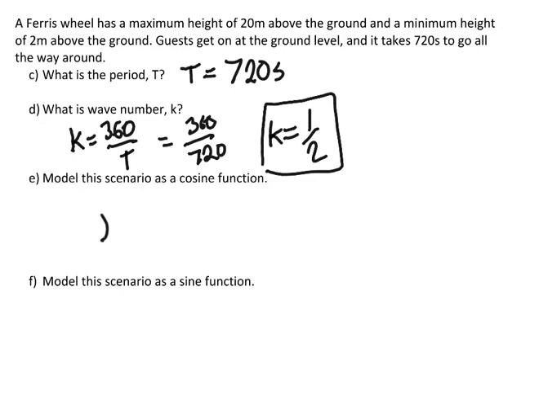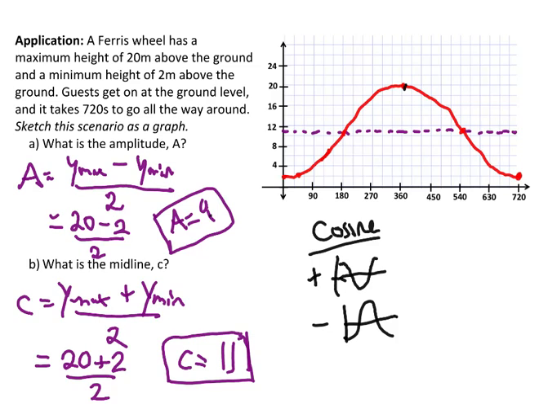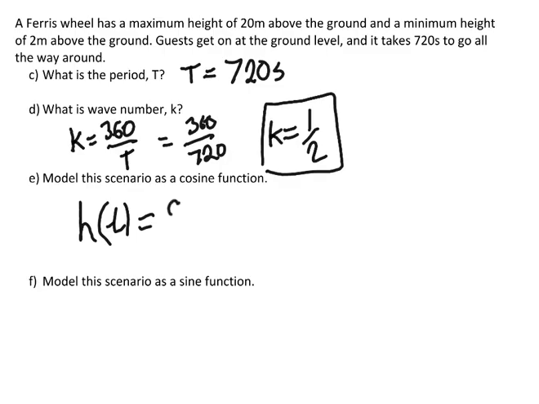Modeling it as a negative cosine, I can say, actually, we won't use f because this is not just a general function, this is a height, so I'll maybe use h. And the variable is actually time, so I'll say h of t is equal to my amplitude. So looking back here, my amplitude is 9. But it's going to be a negative cos function, so negative 9 here. Cos, my k value is a half. My variable is actually time, so I'll use a t. And then c, the midline is 11, so plus 11. So that's how we model it as a cosine.